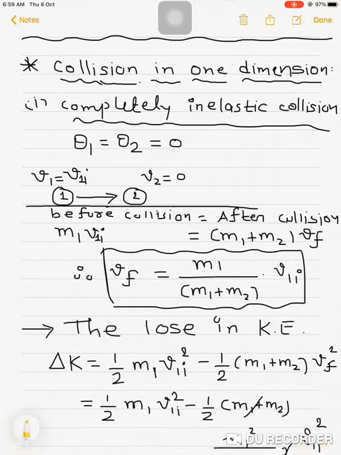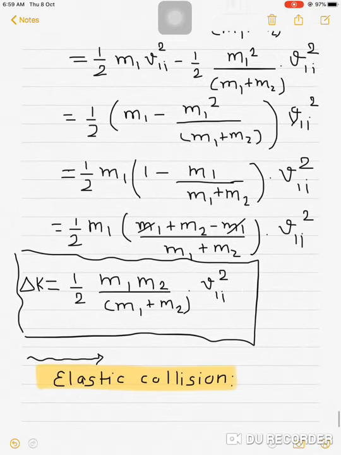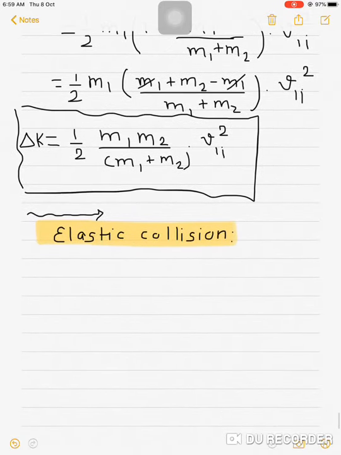That means in that case we have taken a completely inelastic collision, but right now we are taking an elastic collision. So when we are taking the case of elastic collision, we know that the momentum conservation law and kinetic energy conservation both will be followed.